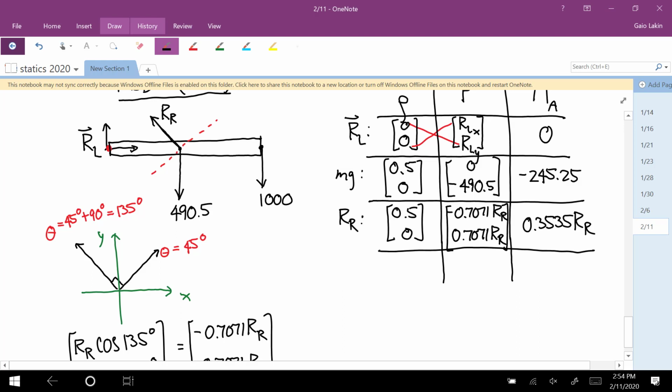And then the last one is the 1,000 Newton force. The row vector for that is positive 1, 0. The force is 0, negative 1,000. The cross product is 1 times negative 1,000 minus 0 times 0. So that's negative 1,000.